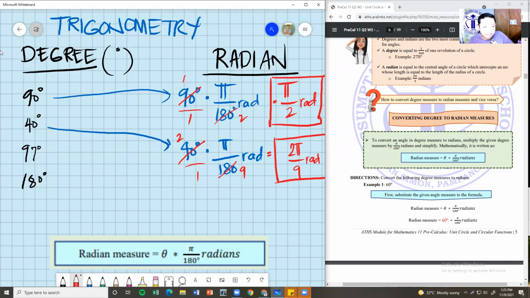Very good. Oh, what about this? Let's change this. What about 97 degrees? Change it to radian measures. Type the answer in the chat box. 97 degrees. Change it to radian measures. Type your answer in the chat box, please.